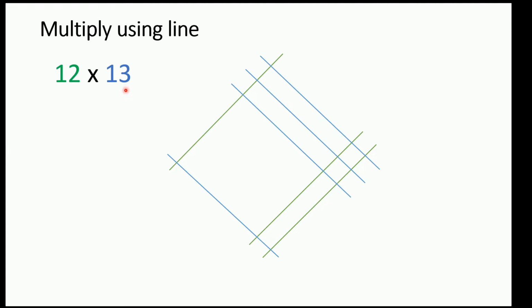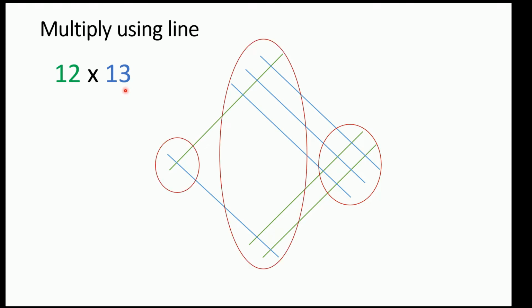Now group together with a little place. So 1 group, 2 groups and 3 groups. Now take the first group, count the dots where the lines intersect with the other line. So here how many dots are there? Total 6. Now go to the second group, again count the dots. So here 5 dots. Next go to the next one, here only 1 dot. So our answer is 156. So if you multiply 12 and 13, you will get 156.